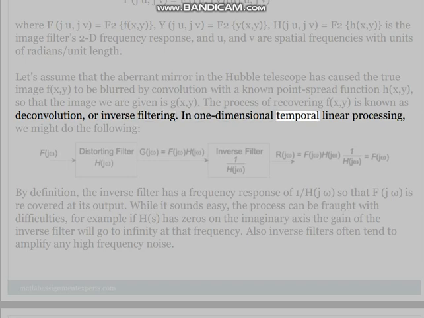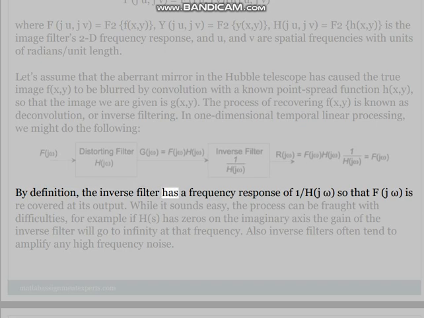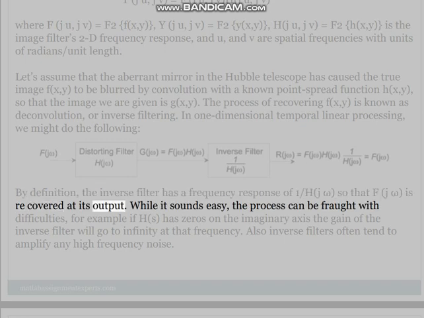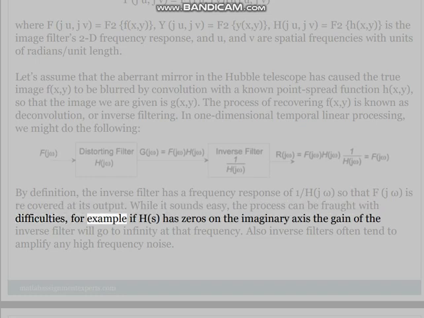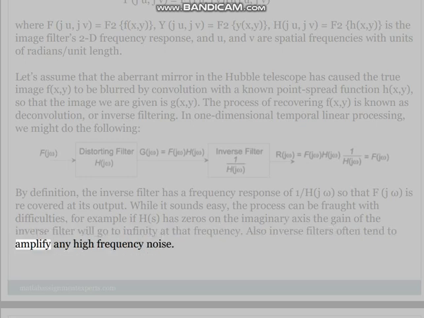In one-dimensional temporal linear processing, we might do the following. By definition, the inverse filter has a frequency response of 1/H(j omega), so that F(j omega) is recovered at its output. While it sounds easy, the process can be fraught with difficulties. For example, if H(s) has zeros on the imaginary axis, the gain of the inverse filter will go to infinity at that frequency. Also, inverse filters often tend to amplify any high-frequency noise.